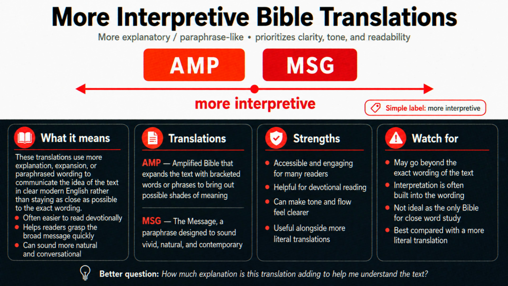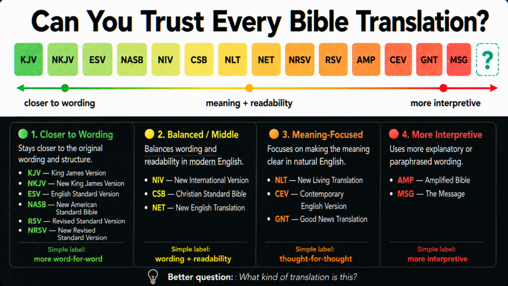Okay, wait. If the goal of our deep dive is finding historical accuracy and traditional trustworthiness, I have to challenge the idea of a paraphrase entirely. Oh, go for it. Because if paraphrases like the Message are explicitly known to be historically imprecise, isn't it actually dangerous for churches to encourage reading them? I mean, why use a tool that deliberately alters the historical phrasing?